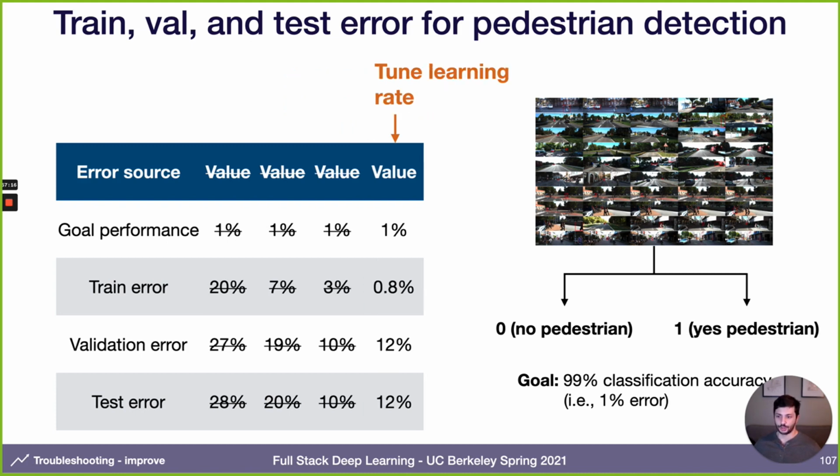And then we might tune the learning rate. And let's say, for the sake of discussion here, that gets us down to our goal performance of 1% training error. And so now the gap between our training error and our validation error has gotten even bigger. And so the next thing that we're going to need to do is address the fact that we're now overfitting.